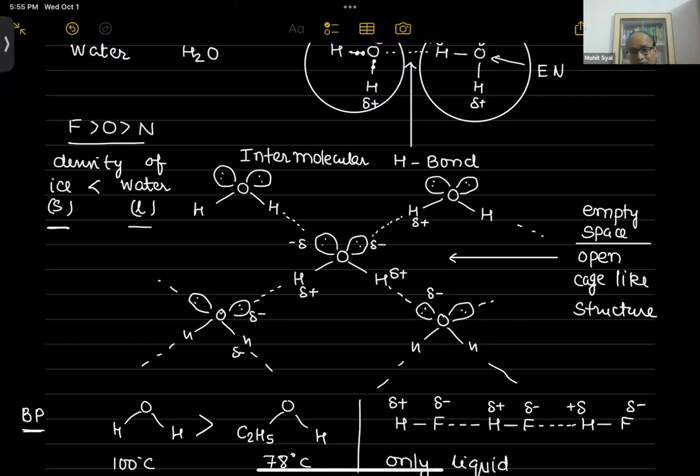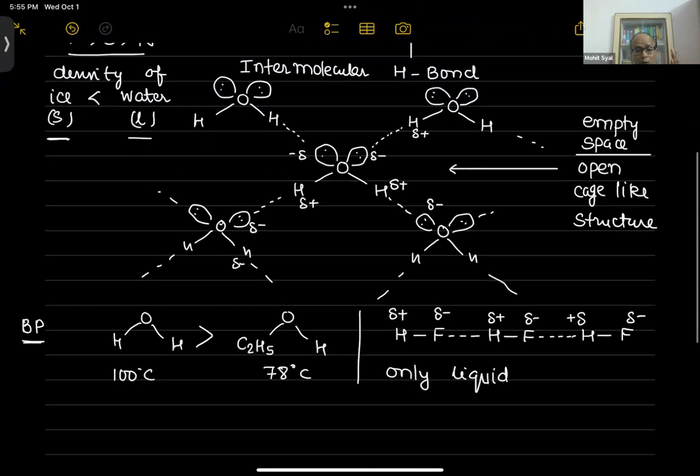Okay, in liquid water. So water has more density, but ice has less density because this hydrogen bonding leaves a lot of empty spaces within the ice. That's why ice floats on water. Its density is lower than water. And water also has a very high boiling point.